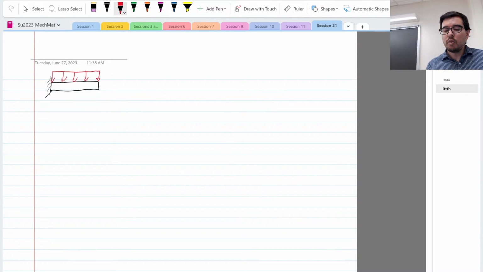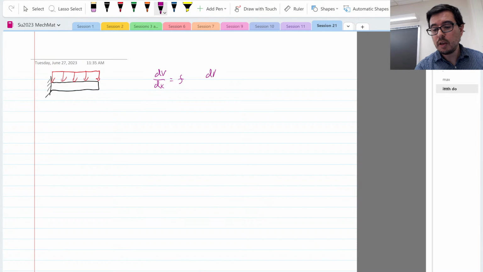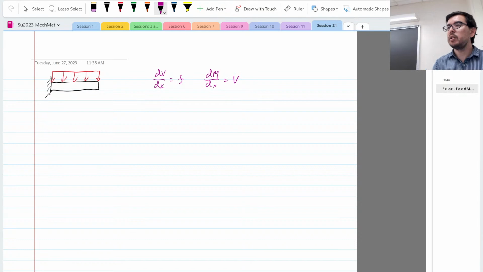Now if we use the integral technique, what's the integral technique? Well, it comes back to the two equations: the derivative of the shear force with respect to x is equal to an external distributed load, and dM/dx is equal to the shear force. So this is definitely fair game because we covered this previously.